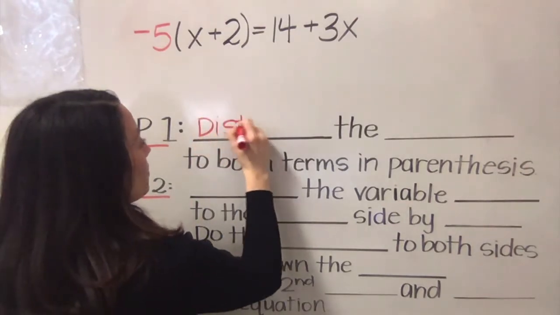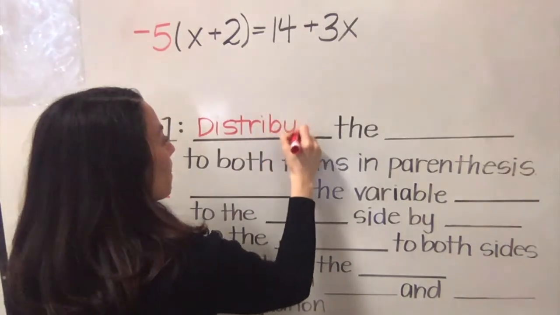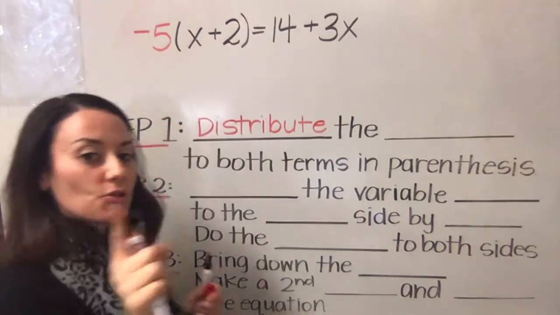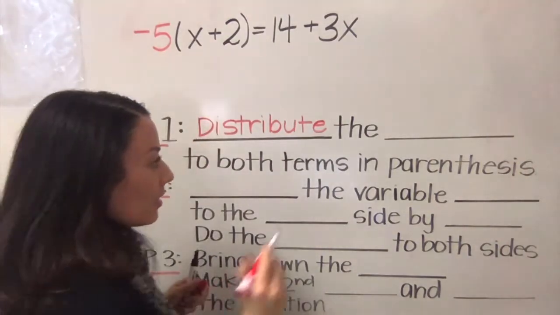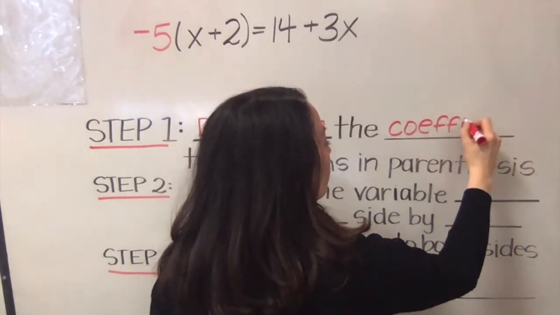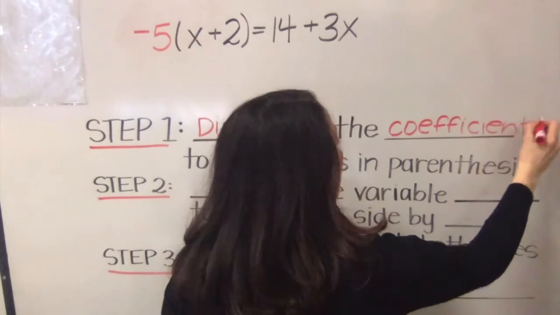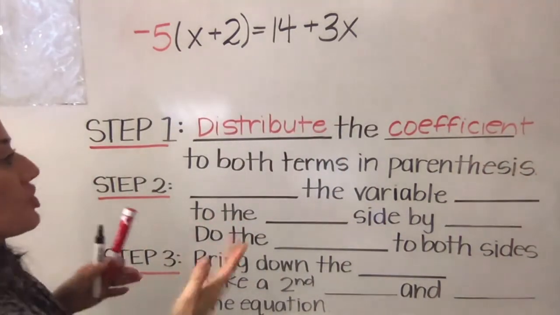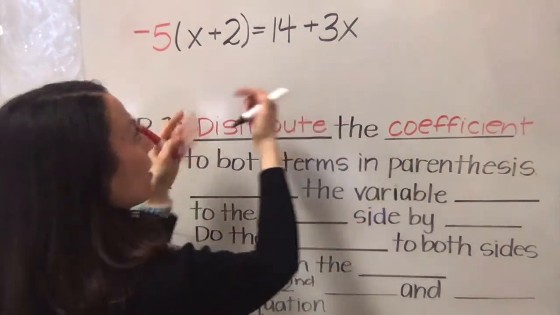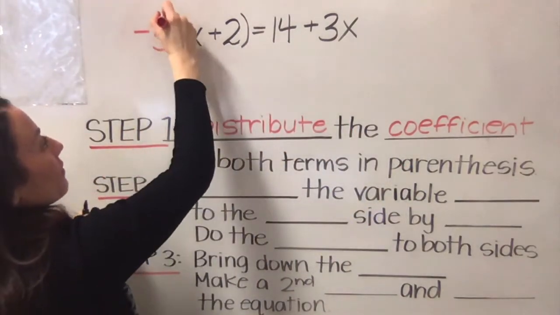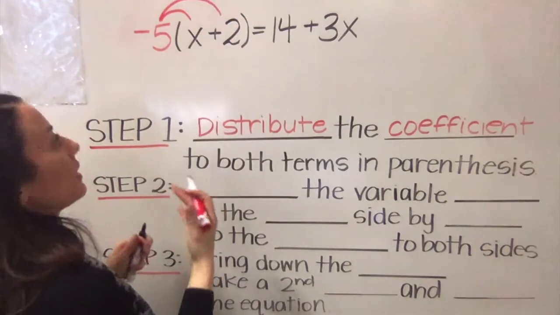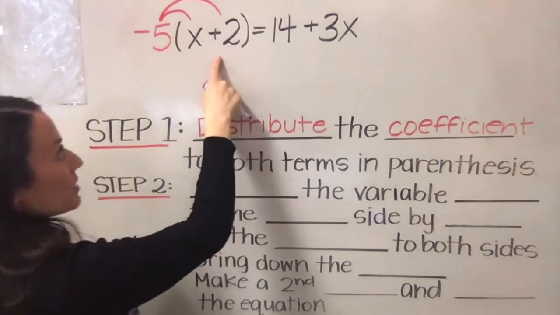1. Distribute the... What do we call this number that's outside of parentheses? Starts with a C. Coefficient. So we're going to distribute the coefficient. Distribution means multiplication. And we're going to do it to both of the terms in the parentheses. So that means -5 times x and -5 times a positive 2.